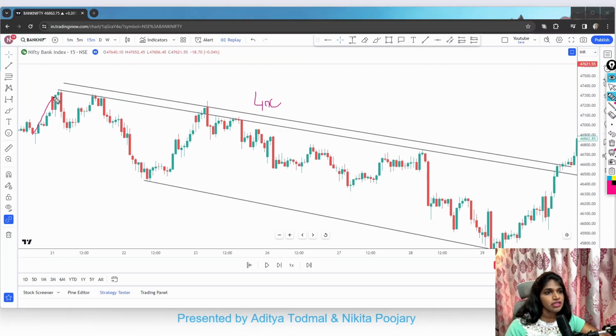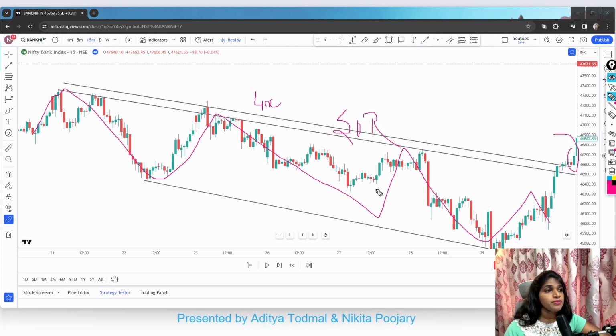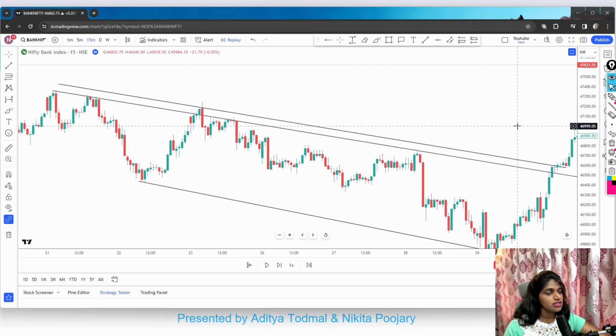What was the trend earlier? The trend earlier was basically a lower high, lower low formation, which means you are basically doing sell on rise. After the breakout of this particular trend line, you can be very sure that the trend has changed and now you have to do buy on dips. Or for an option seller like me, I'm simply going to short puts at this particular breakout level.